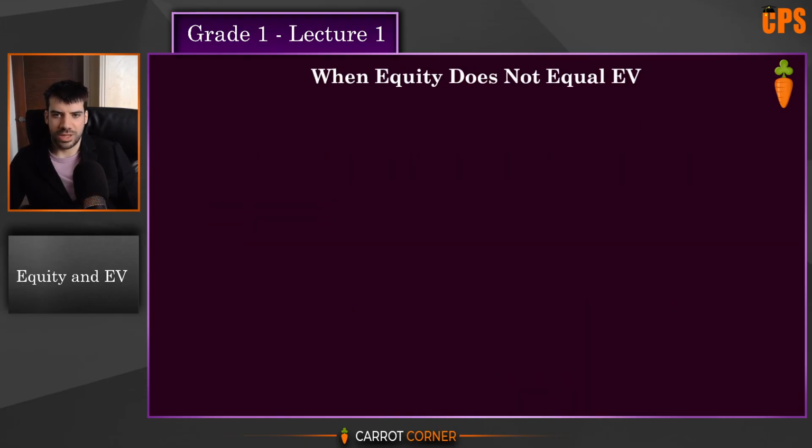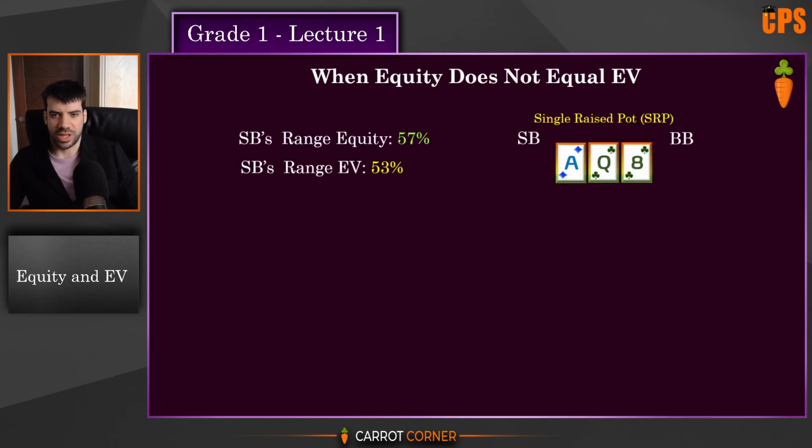So when does equity not equal EV? What are the situations where we need to be super careful about even thinking about equity in the first place? Well, one is a situation like this. Here we have a single raise pot, small blind versus big blind. Small blind opens, big blind calls pre-flop.